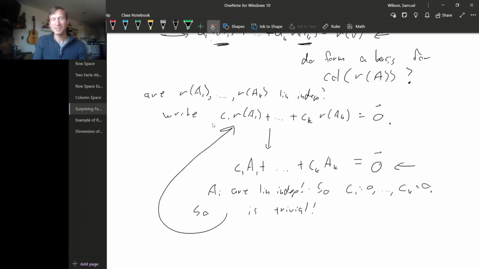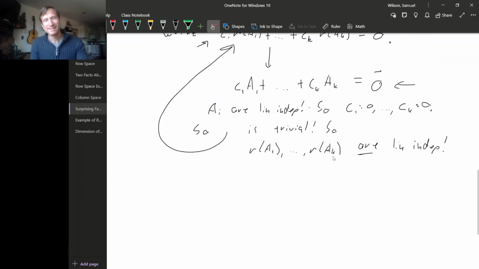So we took a linear dependence relationship among these vectors, RA1 through RAK, and we see it has to be the trivial dependence relationship. So that means these vectors, RA1 through RAK, are linearly independent. Okay.